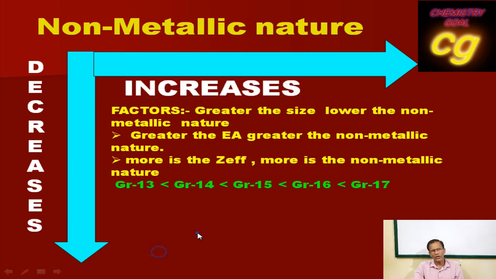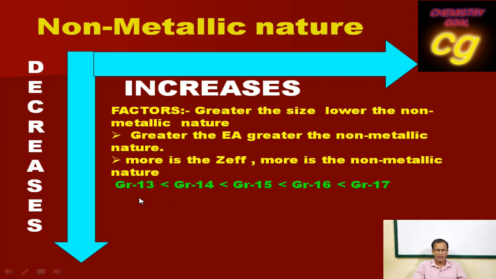What are the factors of non-metallic character? Just the opposite of metallic character. Greater the size, lower is the non-metallic character. Greater the electron affinity, greater the non-metallic character. More is the Z effective, then more the non-metallic character, because the tendency to attract electrons is more. So these are very important factors; if you remember metallic character, non-metallic character is just the opposite.